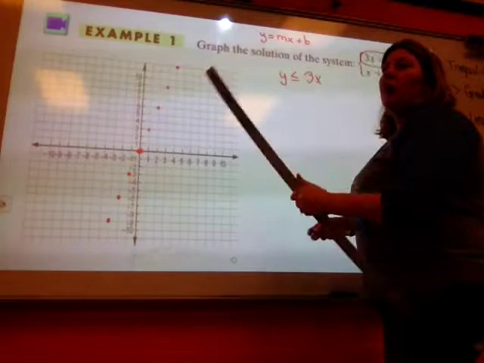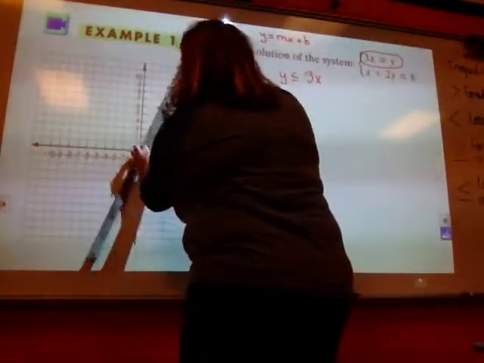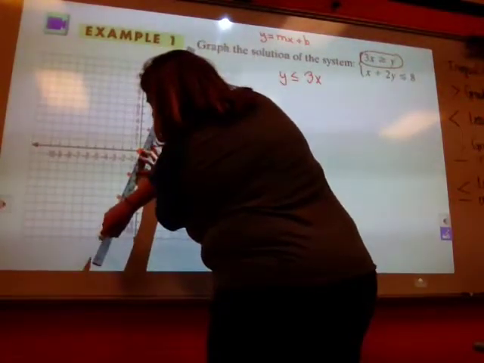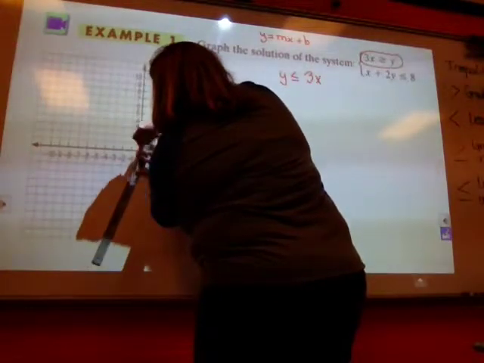Am I going to draw a solid line or a dashed line? Solid. All right, so let's draw our solid line. How do I know that I'm going to draw solid? It's "or equal to."